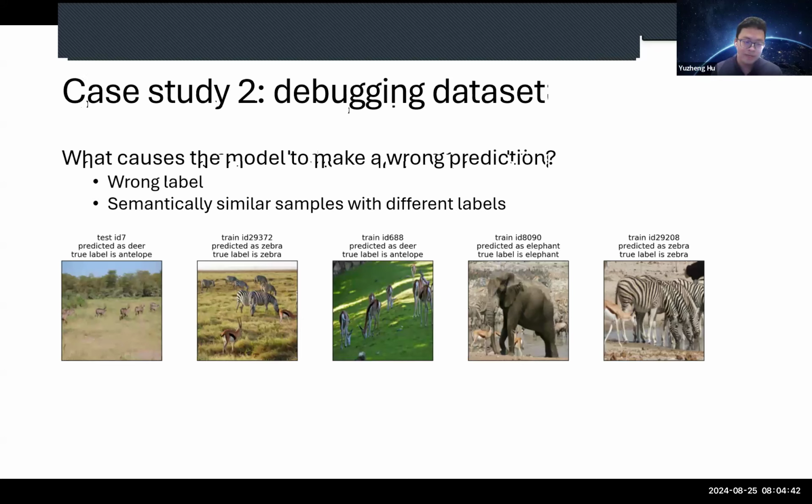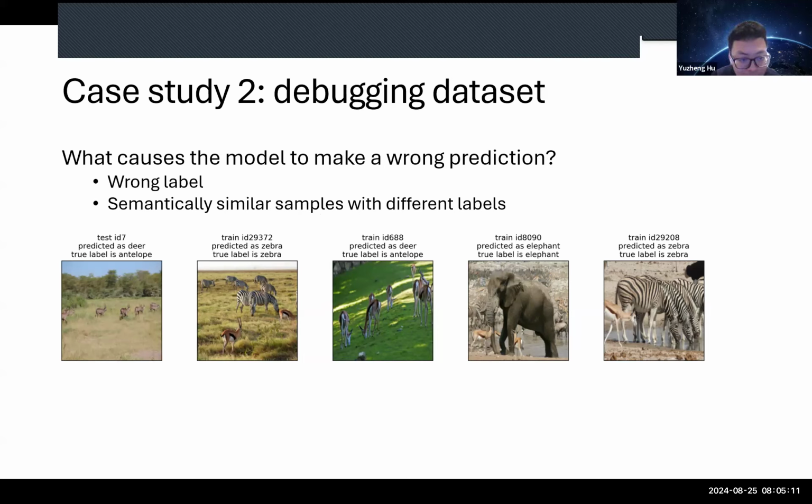try to look very carefully, do some case studies, and they actually identify a pretty less obvious pattern. So basically, we can see that the test sample here is predicted as a deer, but the true label is antelope. And the right 4 columns correspond to the top 4 samples that are selected by the representative point selection.